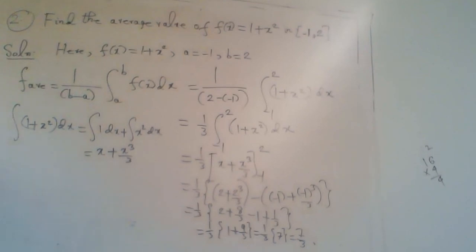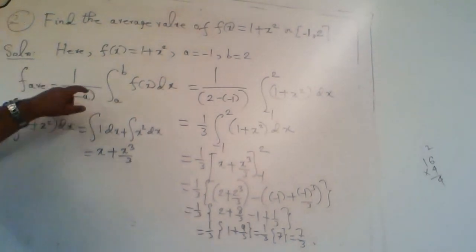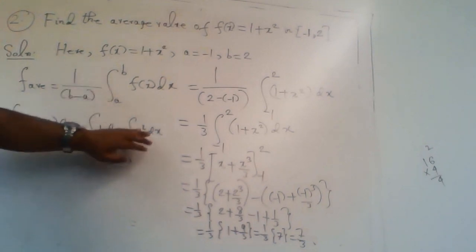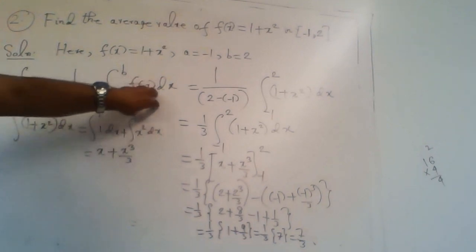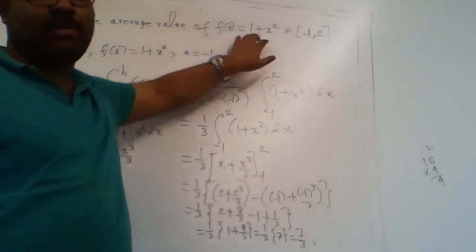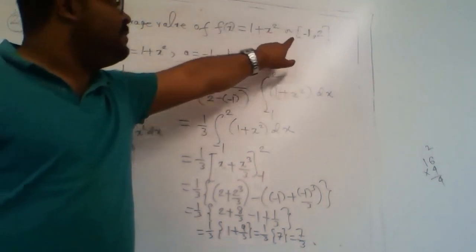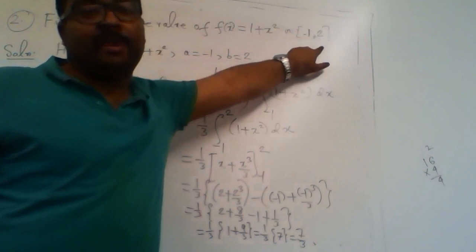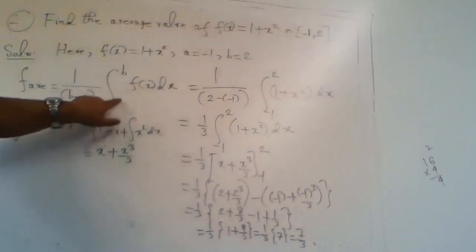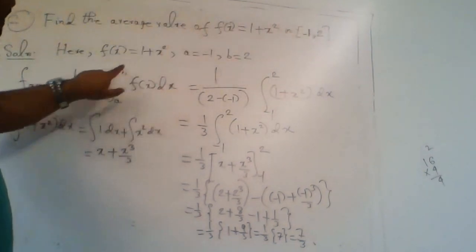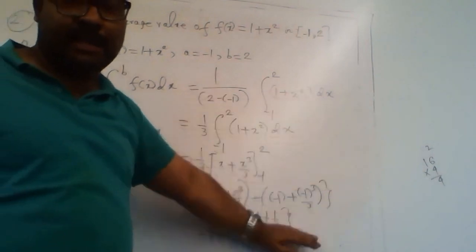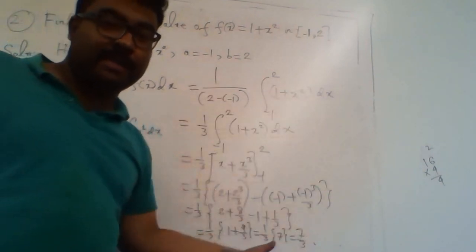So it is very simple. You just need to remember this formula: the average value of f on [a, b] equals 1 by (b minus a) times the integral from a to b of f(x) dx. Once you know this formula, you will be given a function and an interval. The left-hand point will be a, the right-hand point will be b, and this is your function. Just put the values of a and b and find the integral, and the answer you get is the average value.